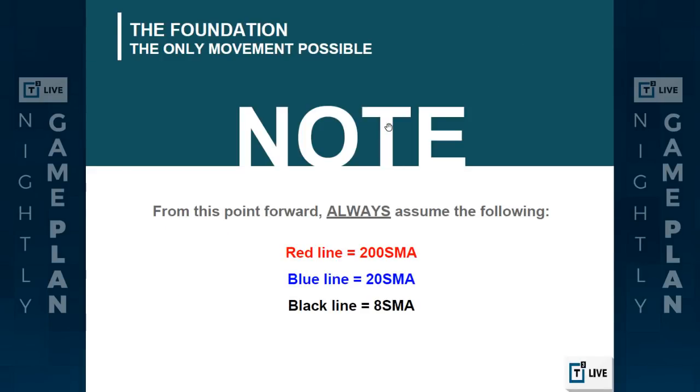Now you can look at daily timeframes, which show you the same exact cycle, but not as dramatic. Going forward from this point onward, always assume the following: red line is the 200 MA, blue is the 20, and if you see a black line, it's the 8. I typically don't use the black line, but on some of the charts I took a picture of, I unfortunately had the 8 MA on. So the red is the 200, blue is 20, and black is the 8 MA.